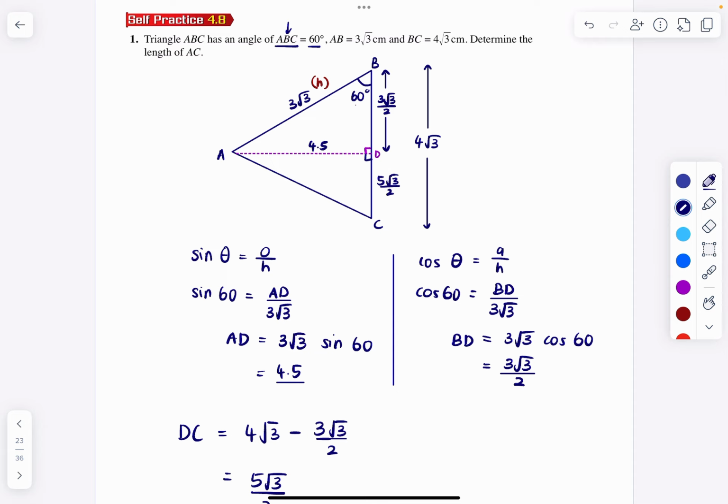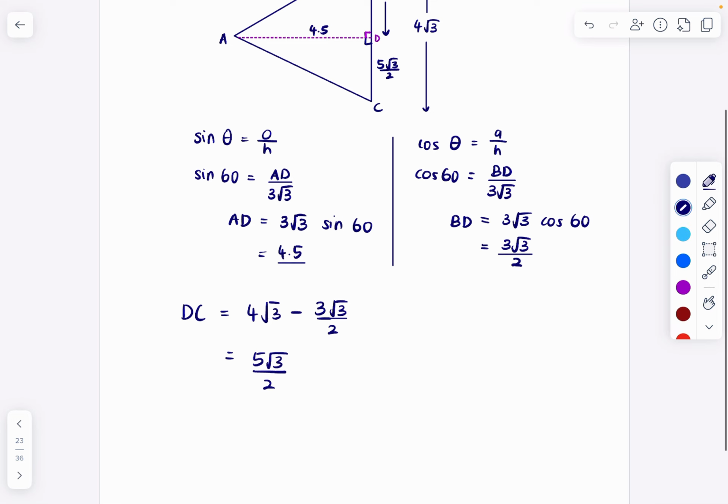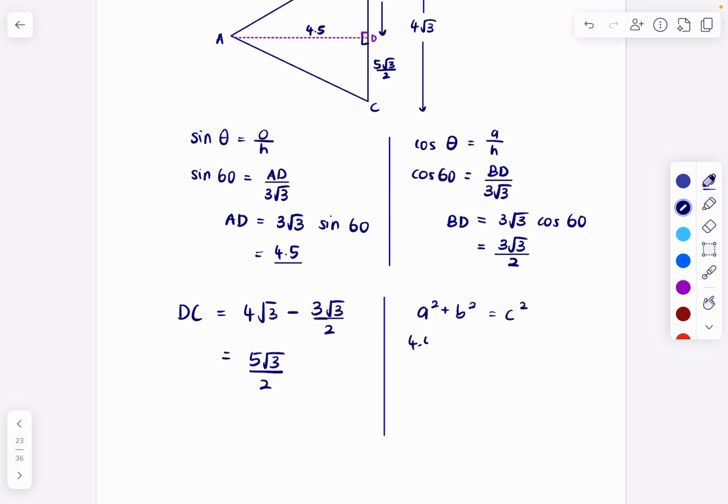And remember, this is also a right angle triangle. So now we can easily find AC. Since this is a right angle triangle, we have this length and this length. We can easily find the hypotenuse using Pythagoras theorem. So a square plus b square equals c square. So 4.5 square plus 5√3 over 2 square equals AC square. Therefore, AC will be the square root of all this.